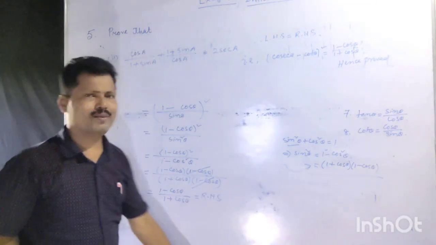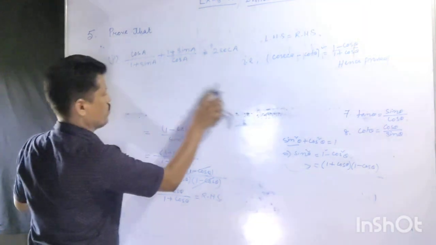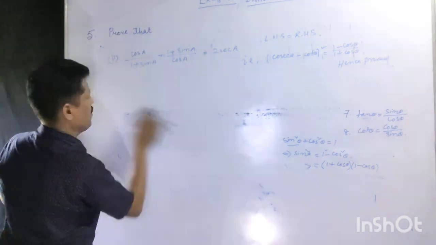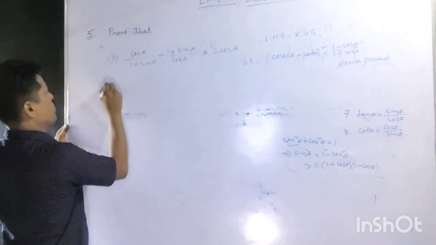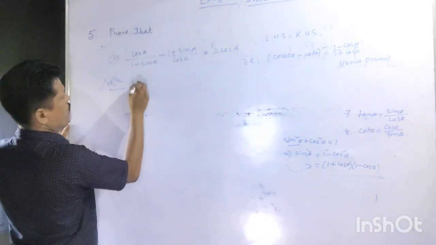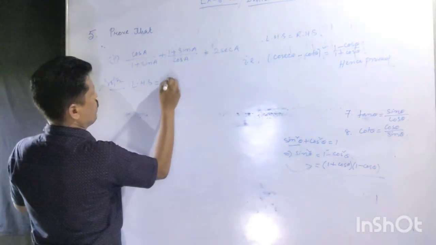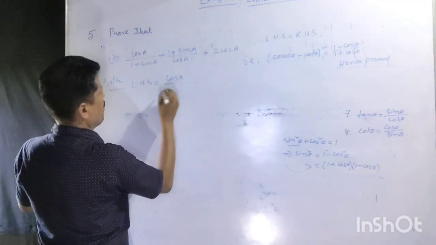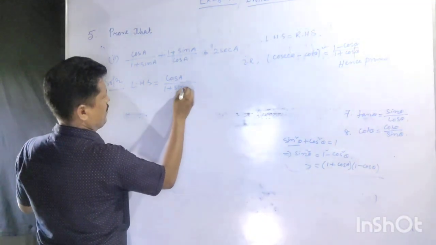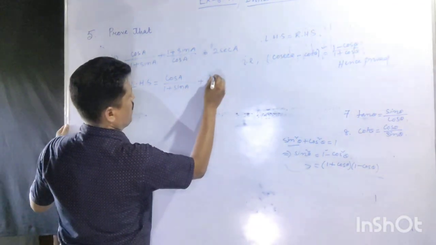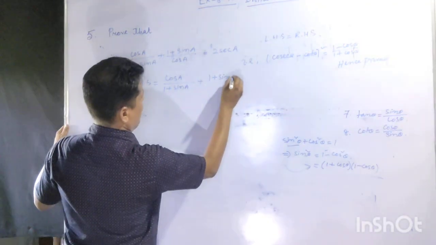So we have to consider the left hand side first. Solution. Left hand side is equal to what? Left hand side is equal to cos A by (1 plus sin A) plus (1 plus sin A) by cos A.